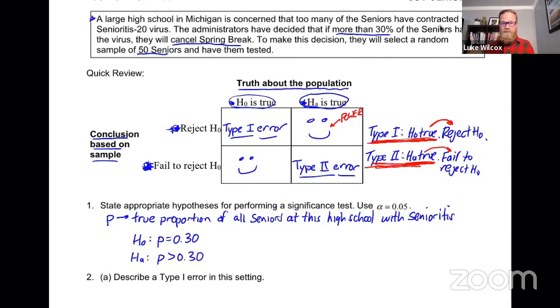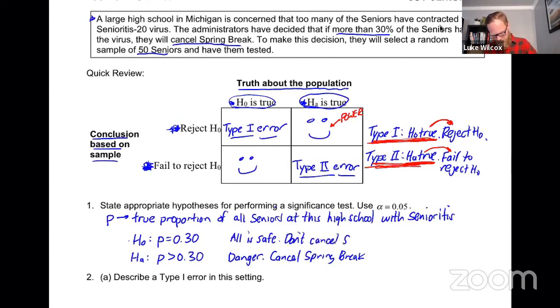So I think it's important to just think for a moment about what these hypotheses actually mean in words. And so for the null hypothesis, if we're saying P equals 0.30, that means that all is safe, right? If 30% have senioritis, that's okay. It's when it's greater than 30% that we're in trouble. So I'm going to say down here for the alternative, danger. That's the dangerous situation. And that's where the administrators are going to decide to cancel spring break. Now, if the null is true and all is safe, they're not going to cancel. So I'm going to add here that they don't cancel spring break.